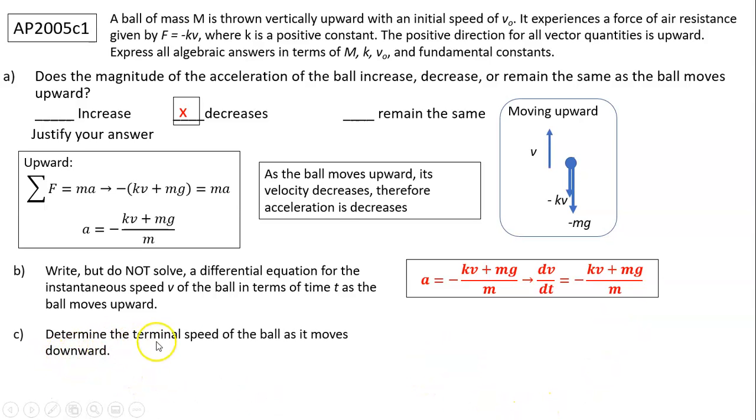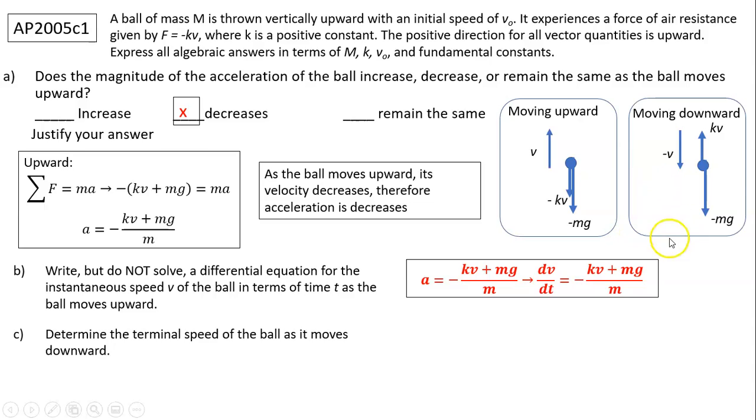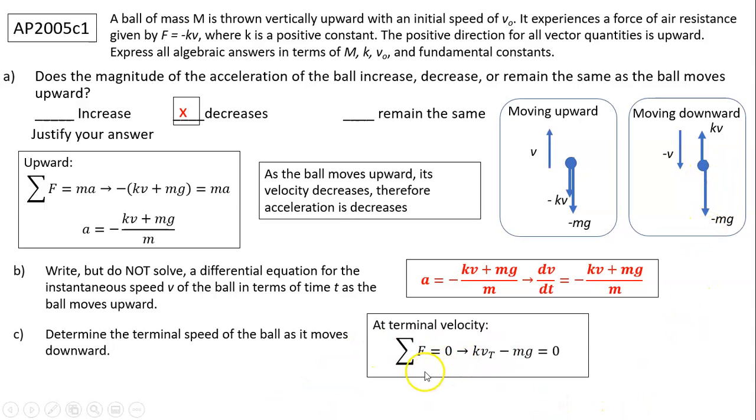Part C. Determine the terminal velocity of the ball as it moves downward. In order to do that, we need our free body diagram. As it moves downward, air resistance is upward and gravity is downward. At terminal velocity, by definition, the sum of the forces has to be equal to 0. That means k vt, where vt is terminal velocity, minus mg equals 0. From here, you solve for vt. vt equals mg over k. That is the terminal speed.